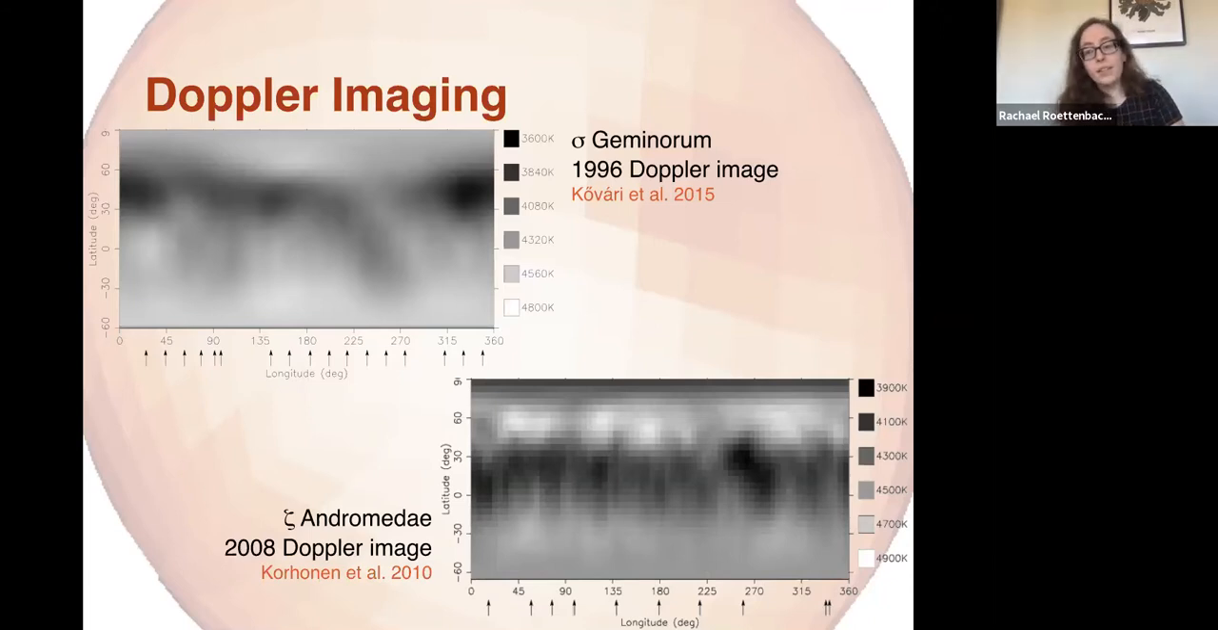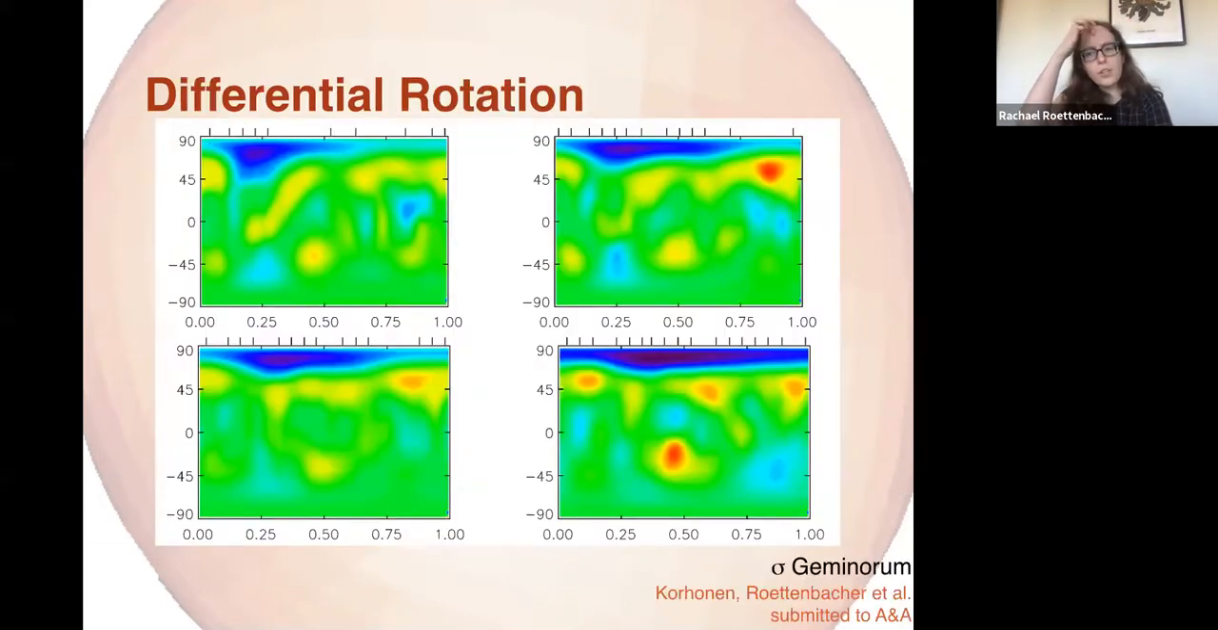And that's the polar spot that I mentioned earlier that we can't see with light curve inversion because it's not going to rotate in and out of view. So this is an example of being able to see it here. And some work that I've taken part in over the summer was looking at differential rotation of Sigma Gem. So these are actually sequential images of the surface.